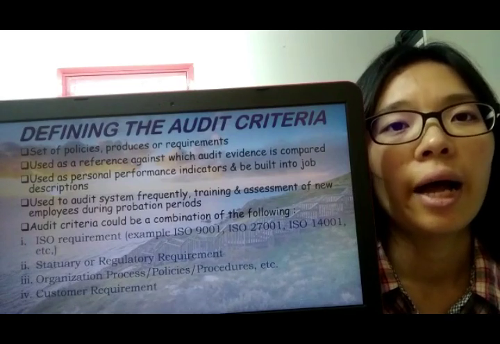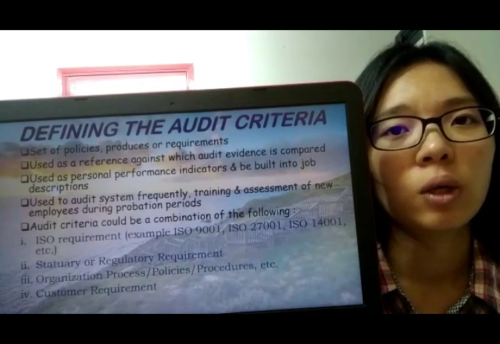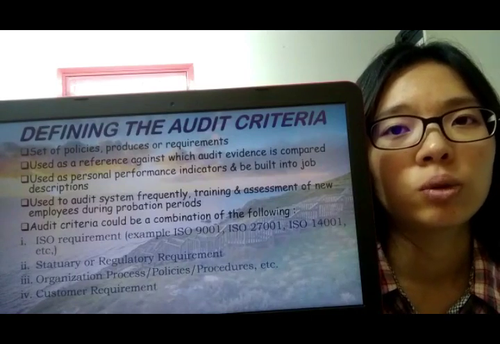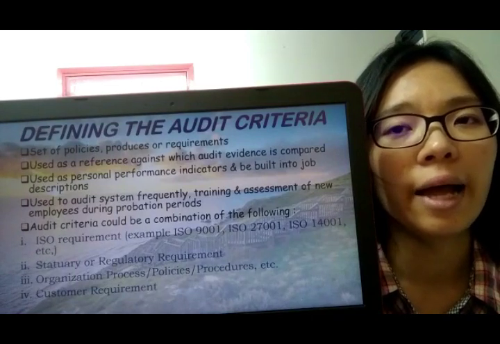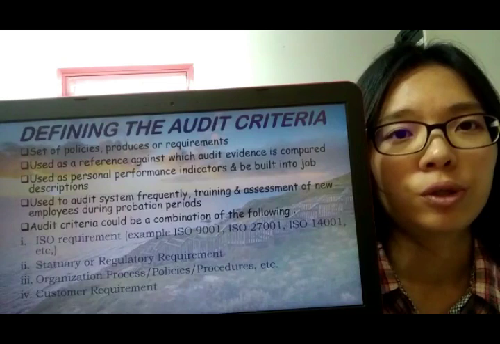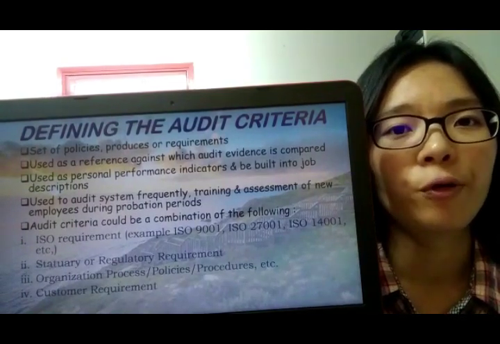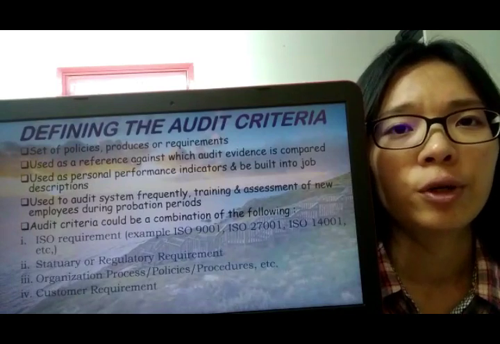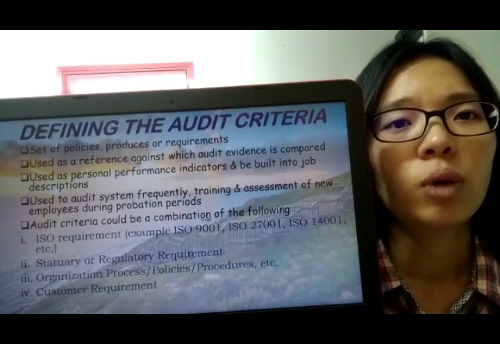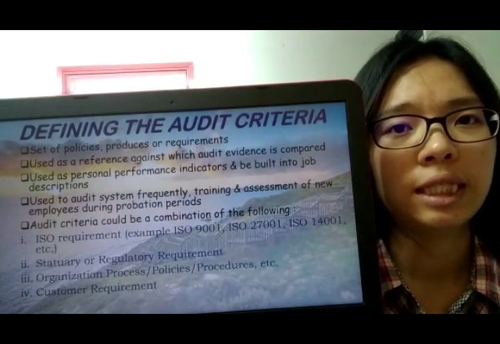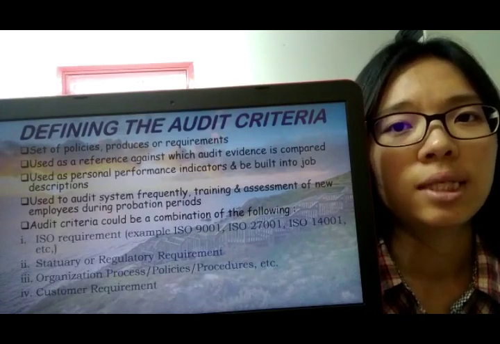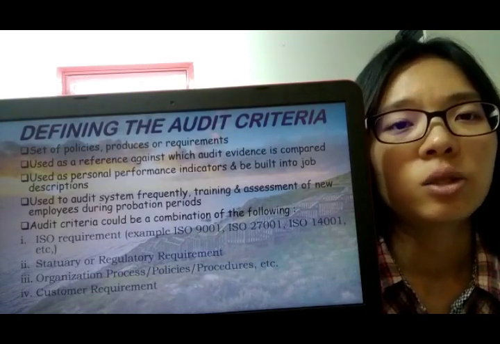First is the ISO requirement, for example ISO 9001, ISO 27001, and ISO 14001. The second is the statutory or regulatory requirement. Third one is the organization process, policy, or procedure. And the last one is the customer requirement.